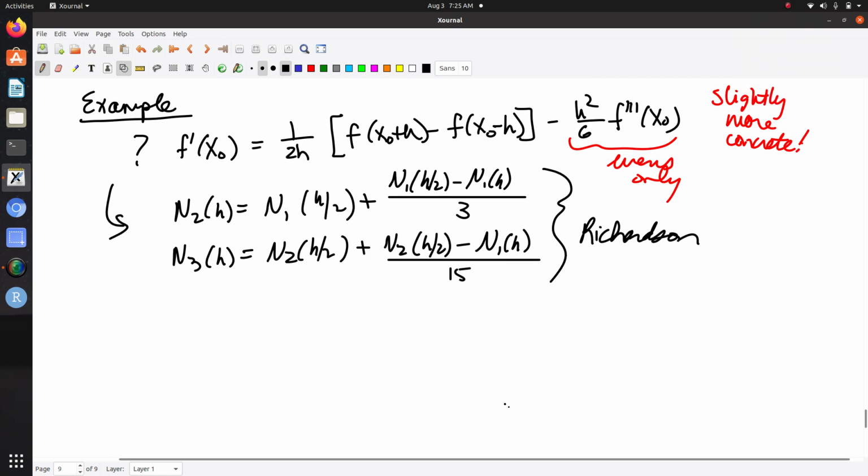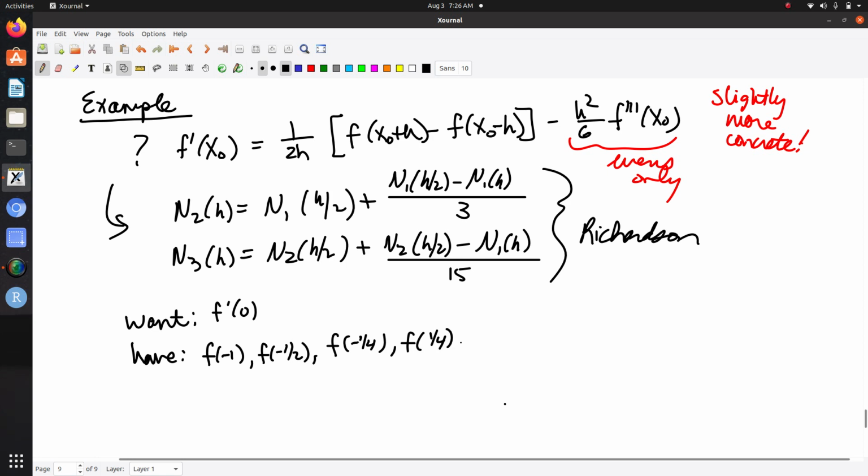Okay, here's what's going on. What we want and what we have. Go back to that bit. What we want is f prime at 0. What we have is f at minus 1, f of minus 1/2, f of minus 1/4. We don't actually have f at 0, but we could, but it's not actually relevant because we're going to use this technique that doesn't use it. But let's say we have this information. They're not equally spaced.